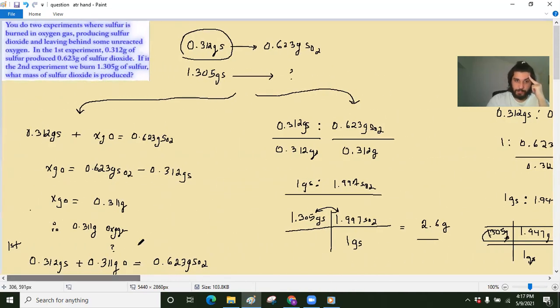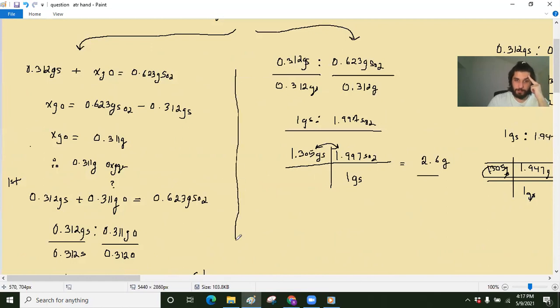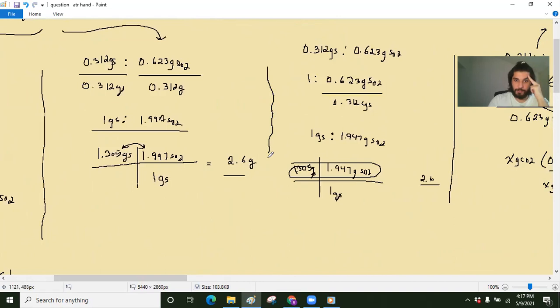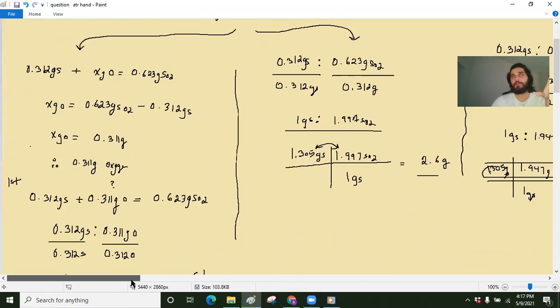Throughout all of this, this first method here was a little too tedious. This method here really reduced the amount of work that we had to do. So it really depends on whether you're making a ratio. You really want to figure out what you want. If you wanted oxygen, then you first figure out how much oxygen does sulfur require. Make a proportion that way, make a ratio.